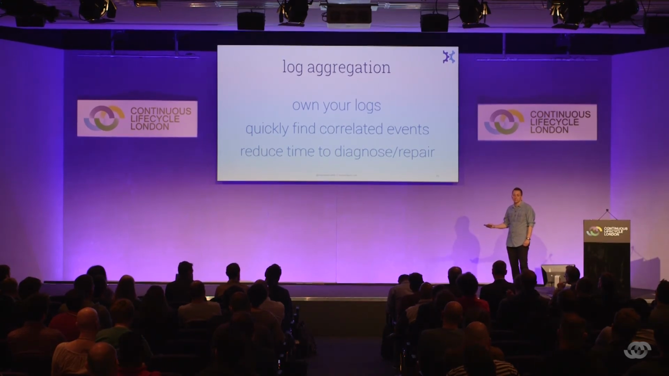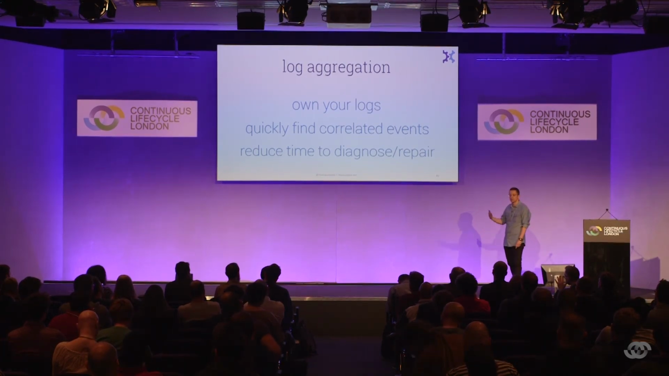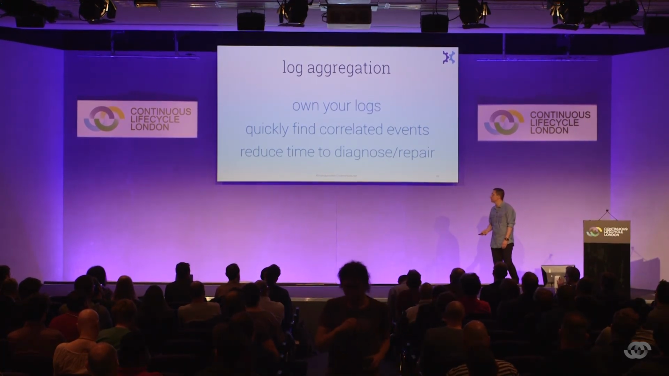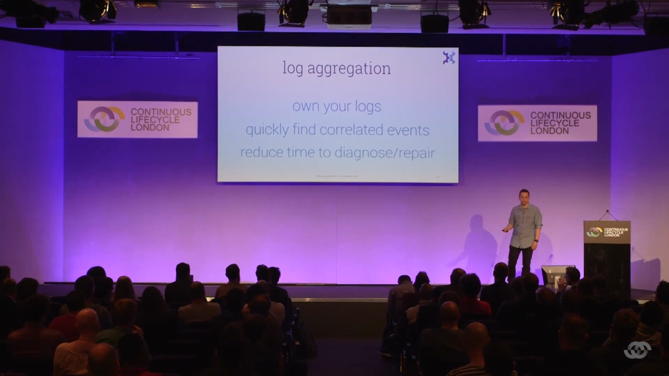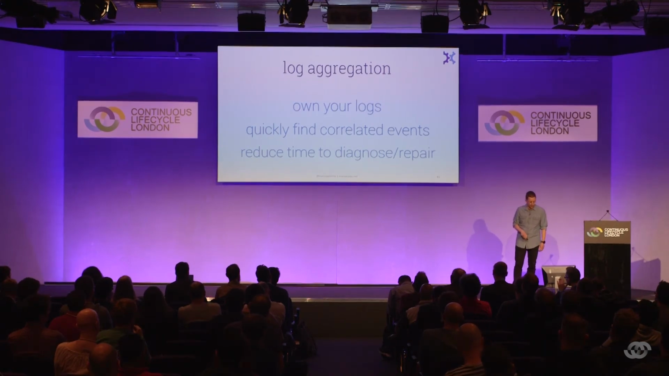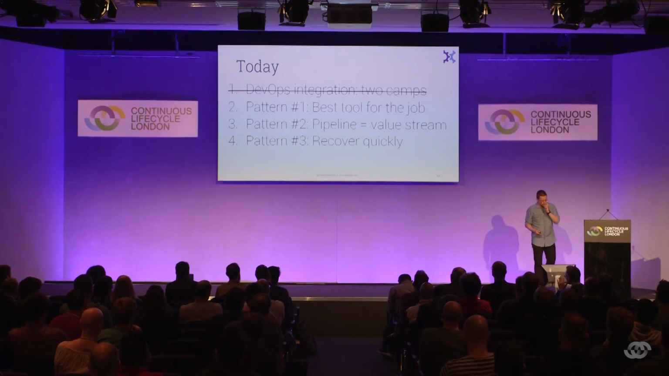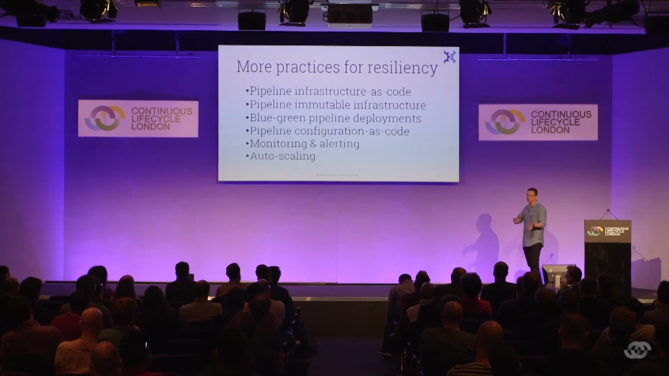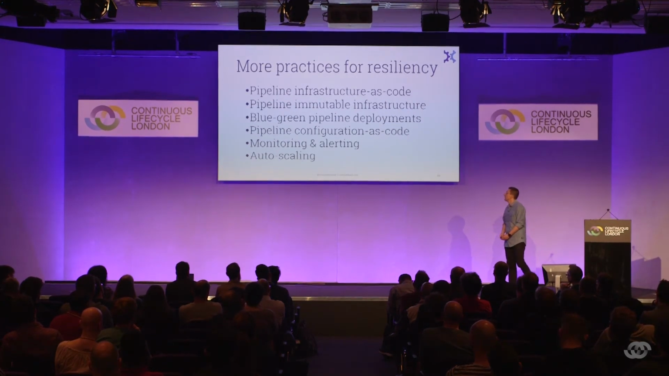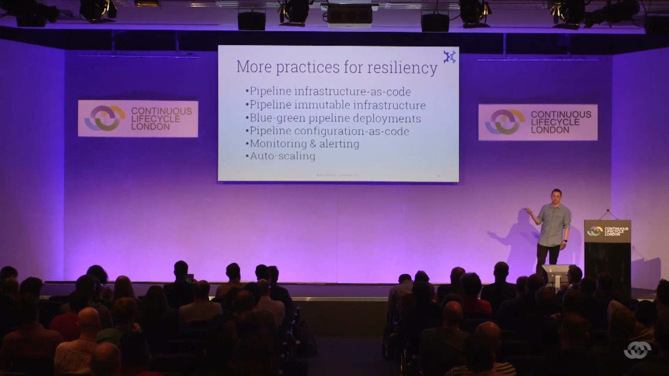So when you're selecting tools to do different jobs, look at how they log information. Is that enough to diagnose problems? Find correlated events, and then you'll be able to reduce time to diagnose and repair. So this is what we've seen today. There are a lot more practices that I recommend to clients, depending on what stage they're on. This is just meant to be a short list of other practices you might want to look at.